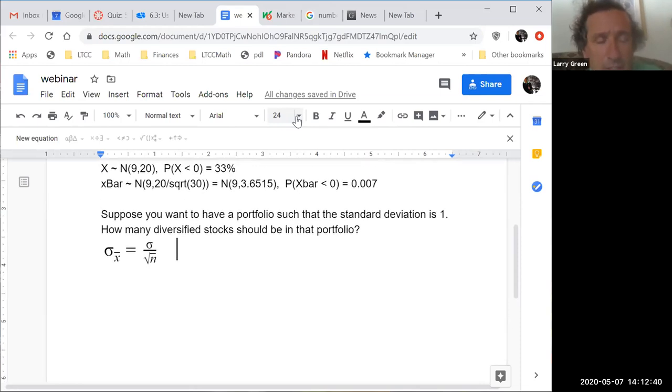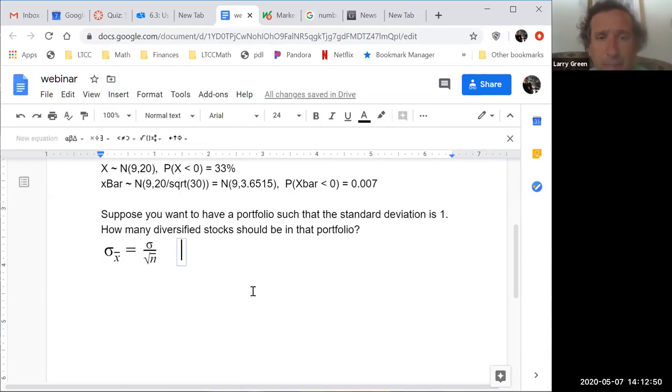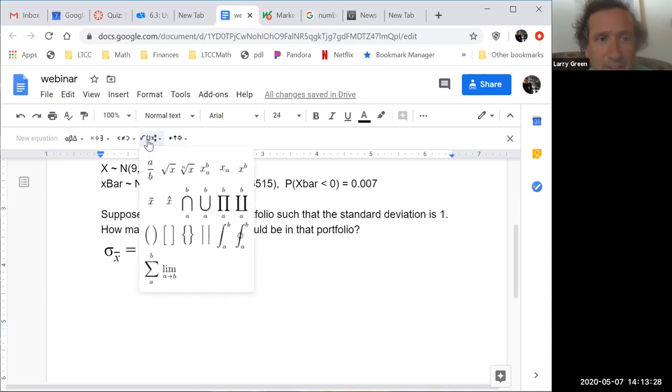Okay, so now what we want to do is plug in everything we know. So do we know sigma sub x bar? What do you think? Do we know sigma sub x bar? The answer is yes, it's 1. Because we want the standard deviation for the portfolio, that's the sigma sub x bar, to be 1. So 1 is our sigma sub x bar. Is that clear or is that confusing?